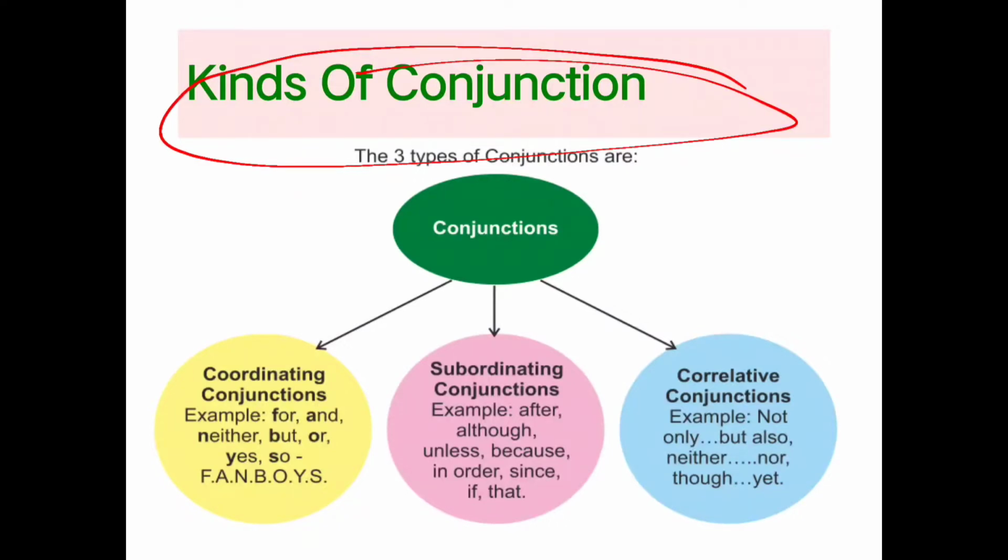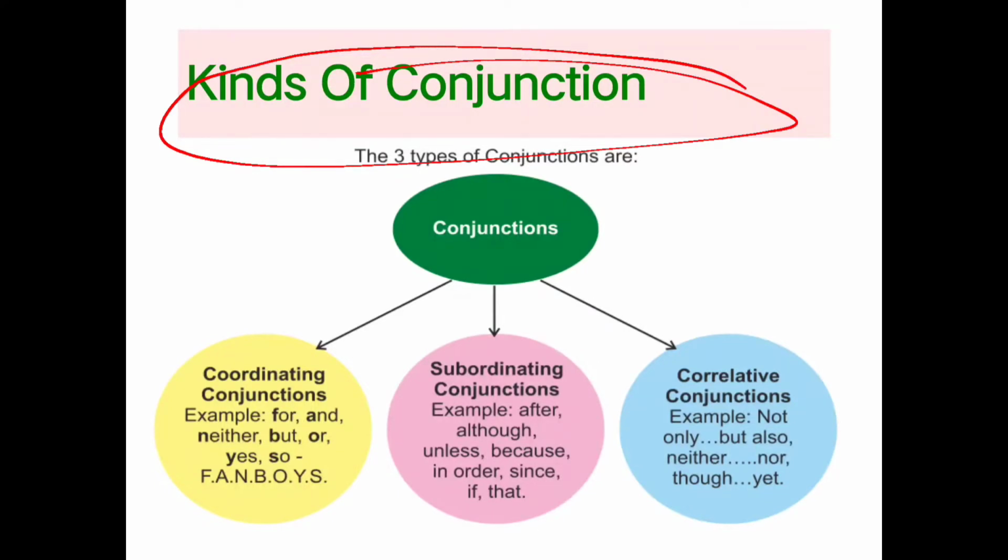The second one is subordinate conjunction. The second kind of conjunction is subordinate conjunction. Here we have after, although, unless, because, in order that, since, if, that; these are subordinate conjunctions. And the third and last kind of conjunction is correlative conjunctions.